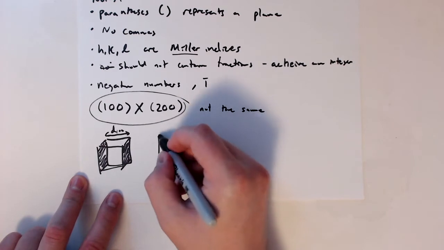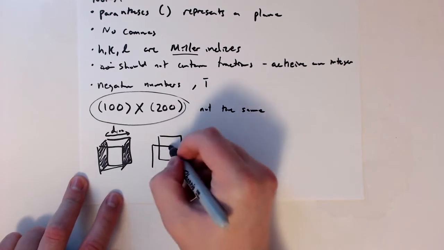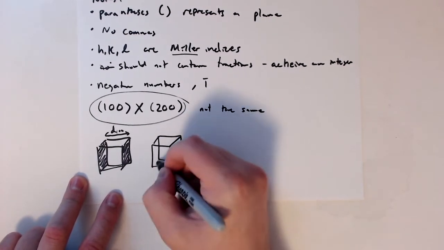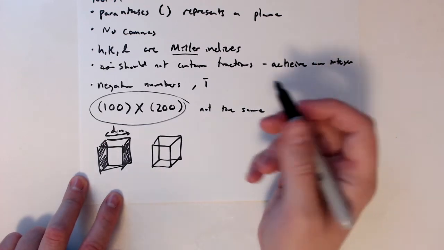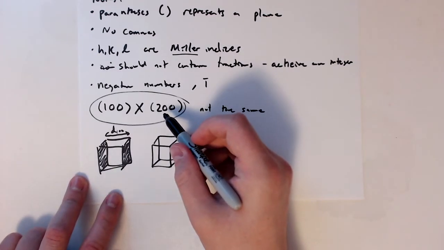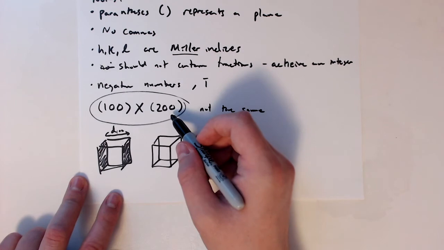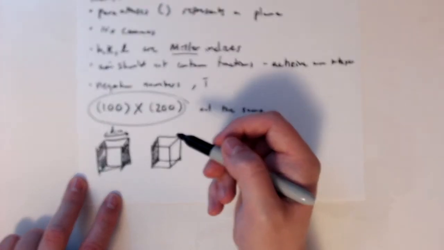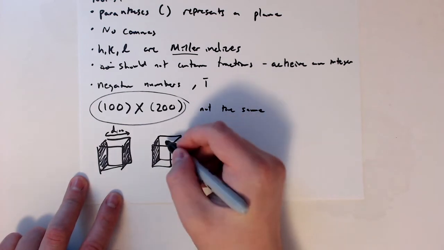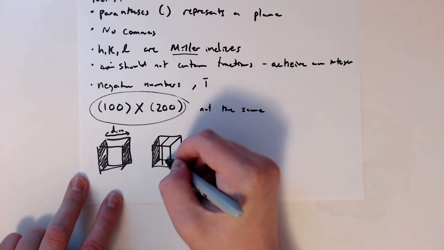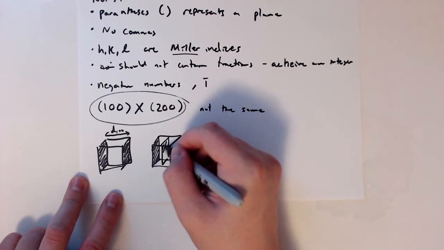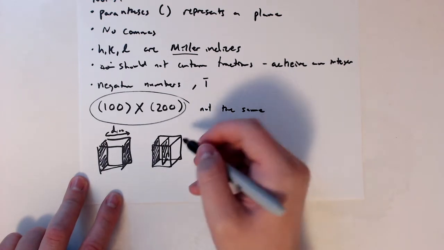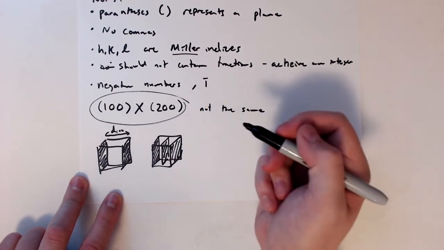Well, if I draw a similar unit cell, and I want to look at the 2, 0, 0 type plane, I'll have a 2, 0, 0 type plane that's right here, but I'll also have one that's in the middle of this unit cell, and then I'll have another one that's over here.